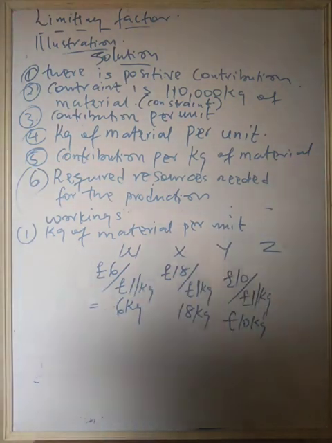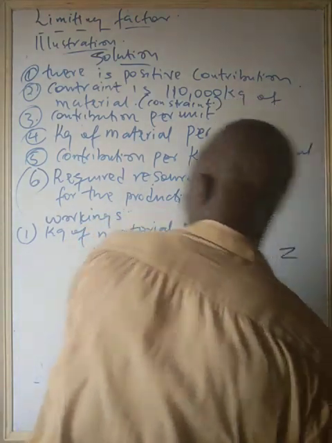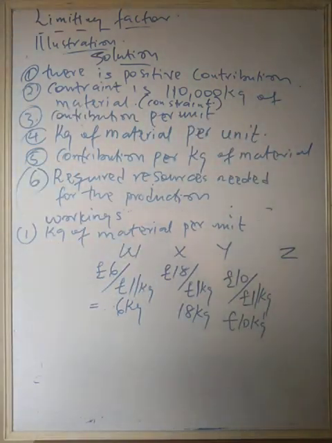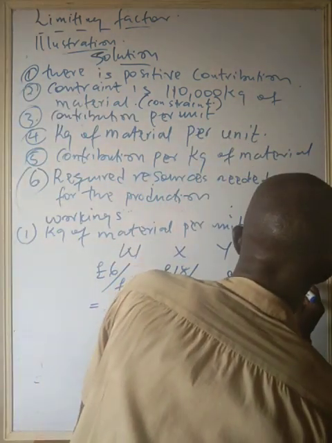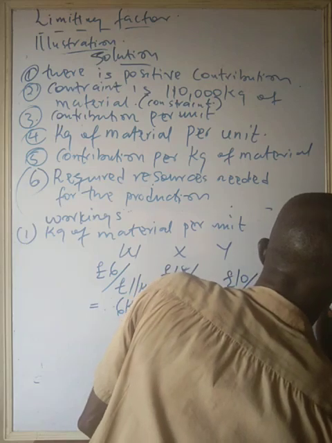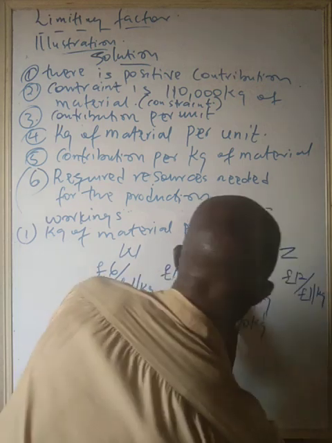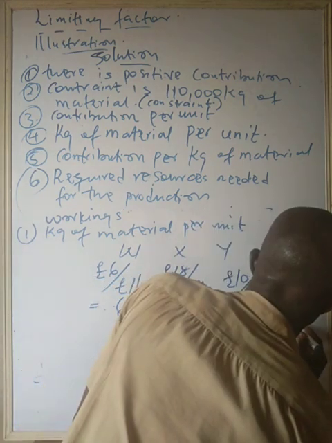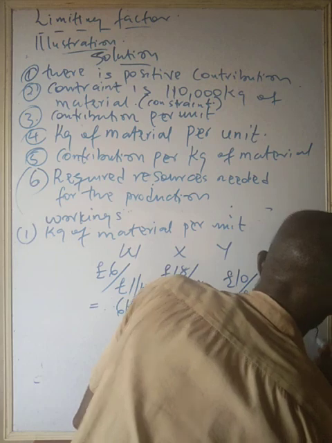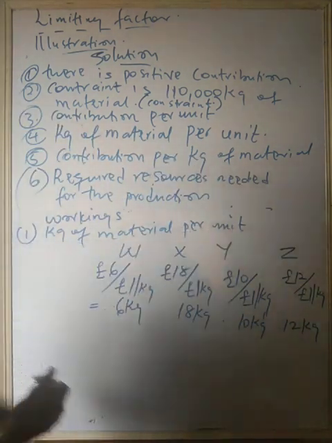Then for Z, what is the pounds per unit of material? That is 12. 12 pounds divided by 1 pound per kg, and that is 12 kg of material. These are what we call kg of material per unit.